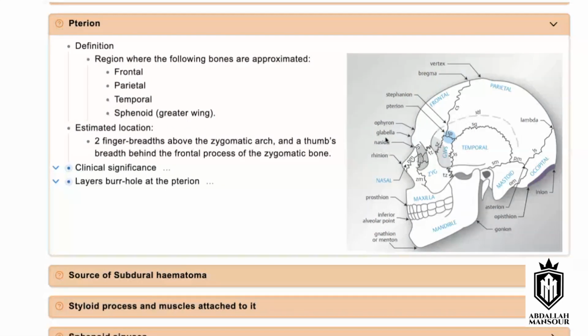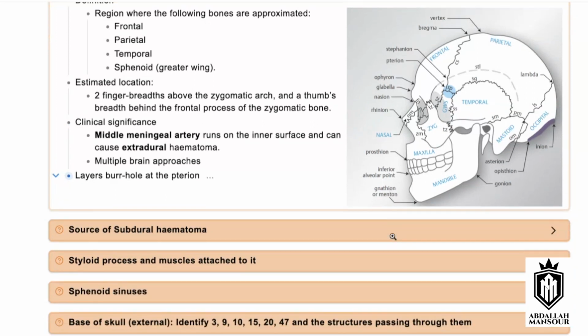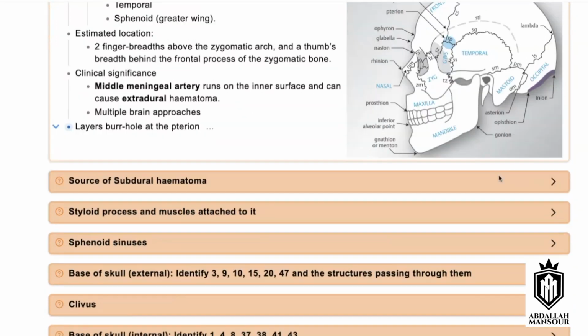The middle meningeal artery runs behind the pterion, and any injury results in extradural hematoma. Is there any other clinical significance? Yeah, and for neurological procedures, we gain access into the cranial cavity through the pterion. The pterional approach, yeah. And what is the source of subdural hematoma? It is cerebral vein and bridging veins.